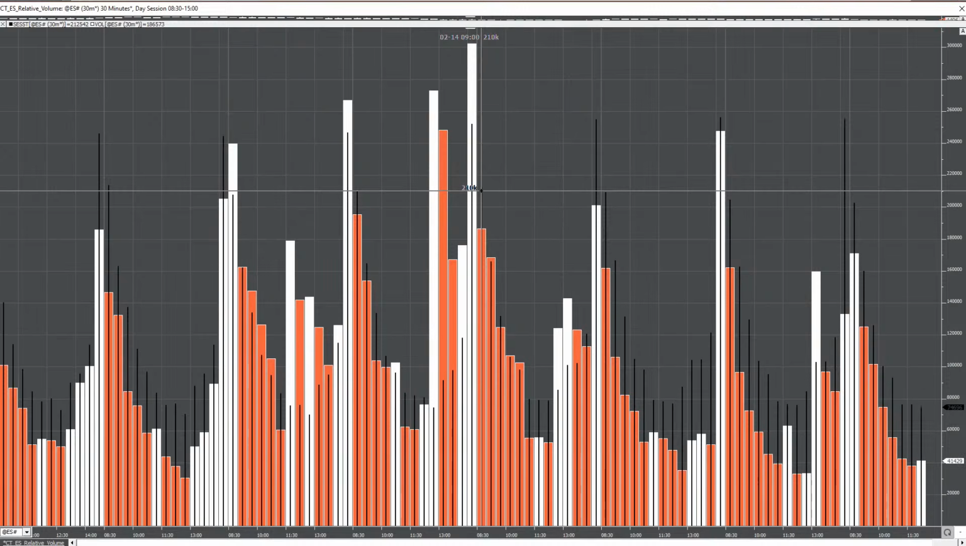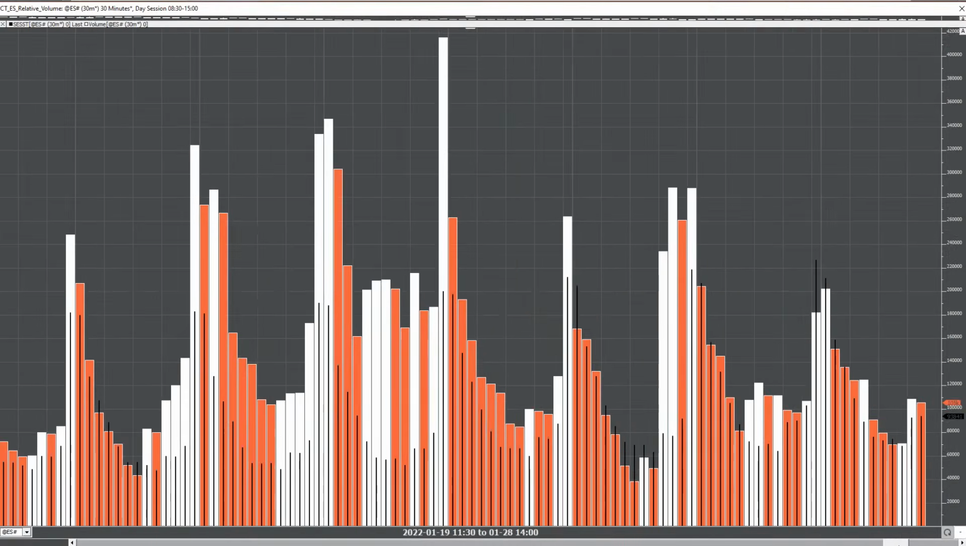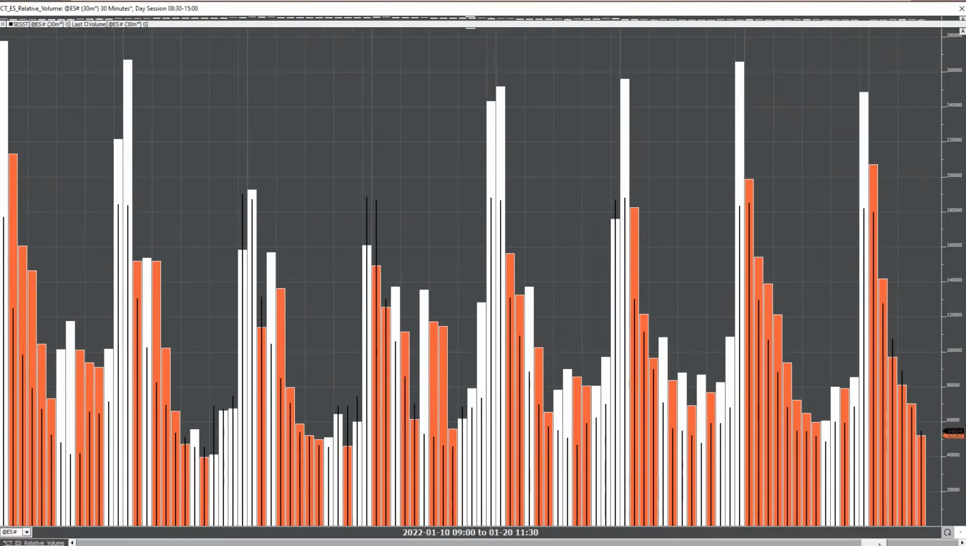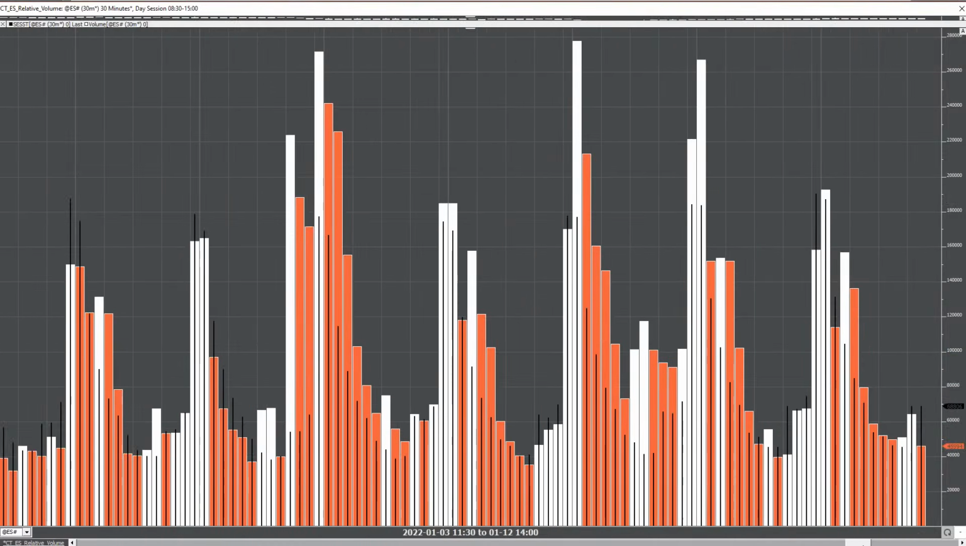212,542 contracts. And then we look and we see that the first half hour traded 186,000 contracts. Now let's go back to the fateful day there, the 6th. Look at what's happening here. The normal at that point was 169,000.